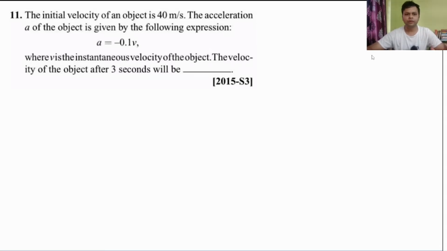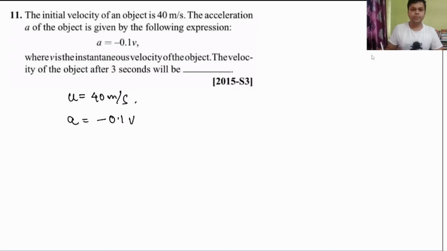The initial velocity of an object is 40 meter per second. The acceleration A of the object is given by the following expression. Let us write down whatever the initial things are given. So initial velocity is given as 40 meter per second, right? And then acceleration is given as minus 0.1 v, where v is the instantaneous velocity of the object. The velocity of the object after 3 seconds is asked.